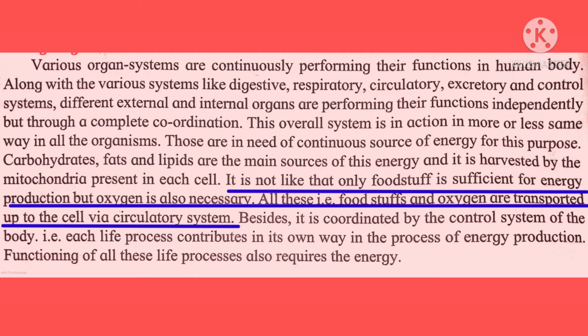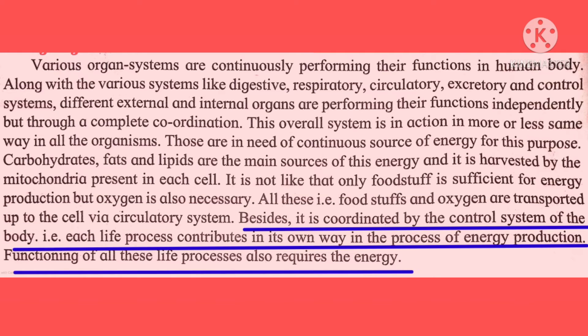Students, we know that when we eat foodstuff, we get energy. The energy is necessary for performing different types of functions. But not only foodstuff, oxygen is also necessary for energy production. So these foodstuffs and oxygen are transported up to the cell via our circulatory system. The circulatory system performs a very essential function to transport these foodstuffs and oxygen for energy production.